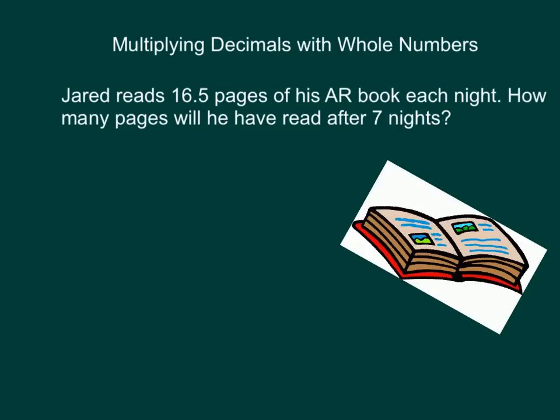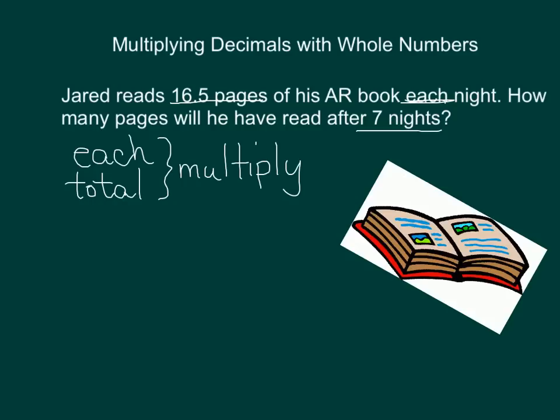Now in this problem, we know that our important numbers are 16.5 and 7. Some clue words that we need to know are "each," and when they are asking for how many pages he has read, they're asking for the total. So we want to find the total number of pages he has read after 7 nights. Since we have each and total, that means we are going to multiply in our problem.